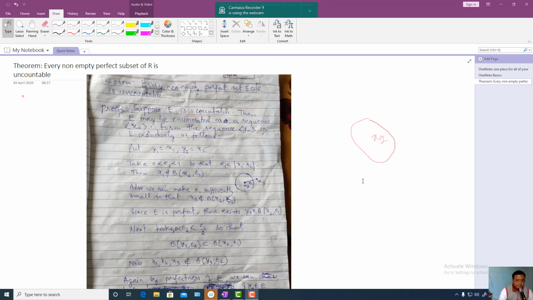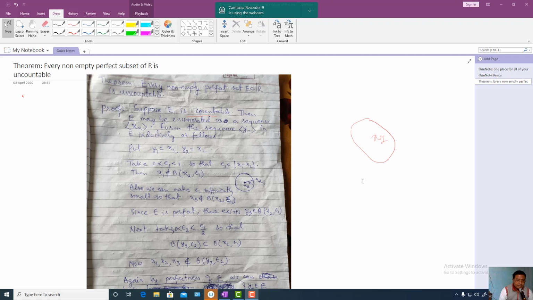Hello my dear student. Now let us discuss the fact that every non-empty perfect subset of R is uncountable. This is a general result. If there exists a non-empty perfect subset of R, that subset is uncountable.